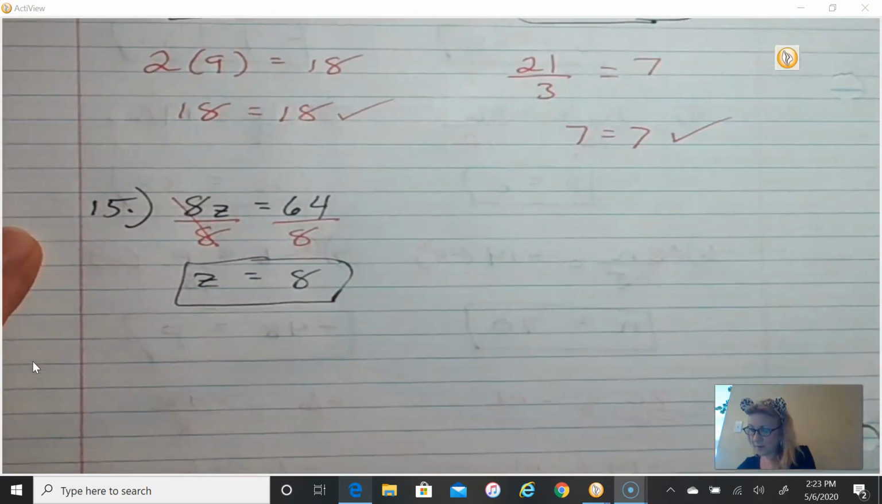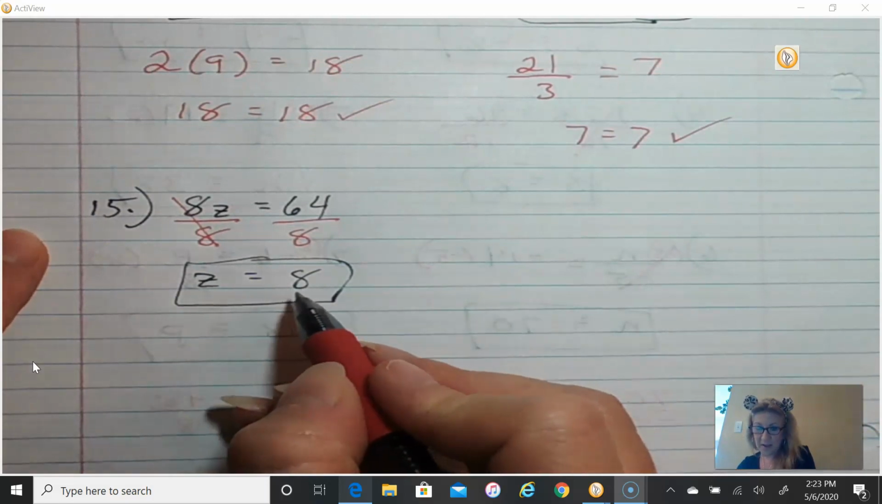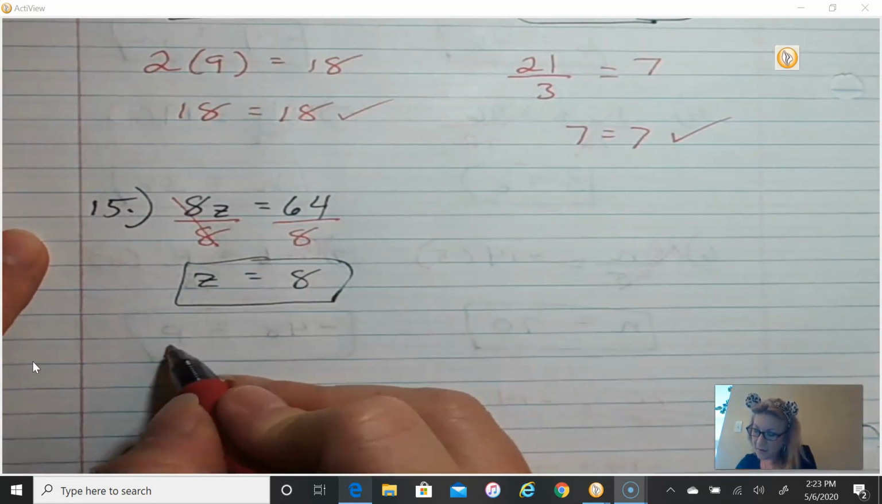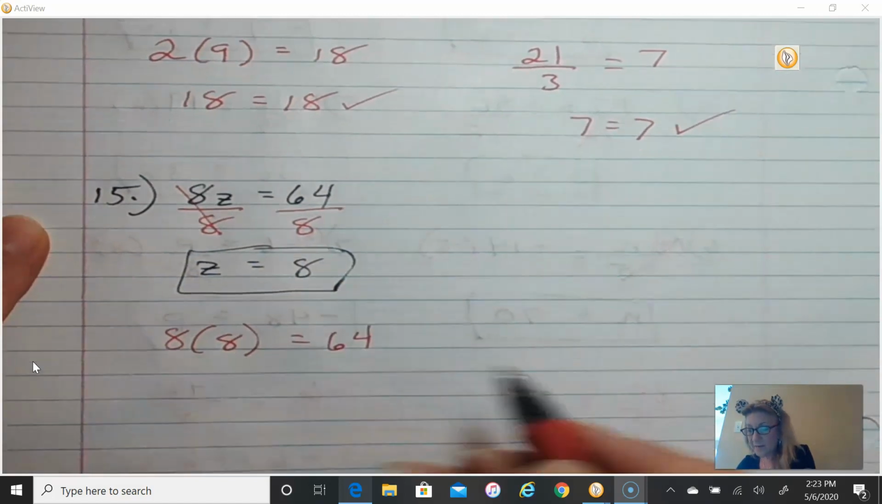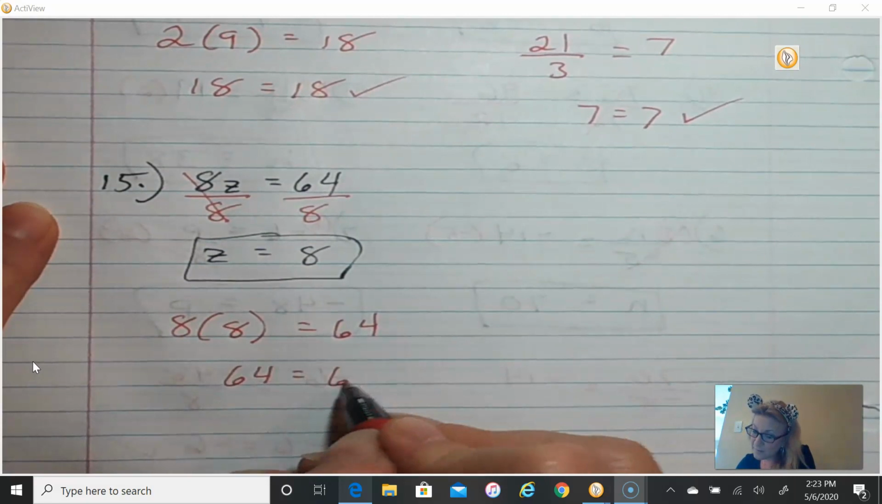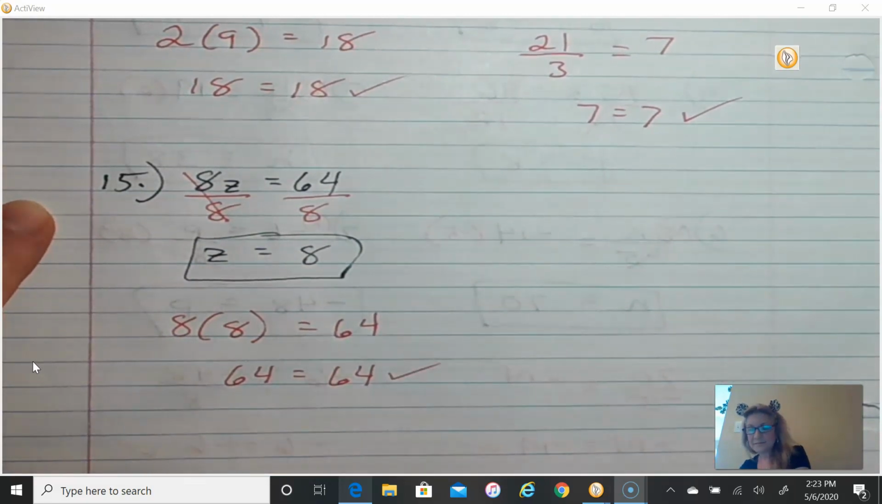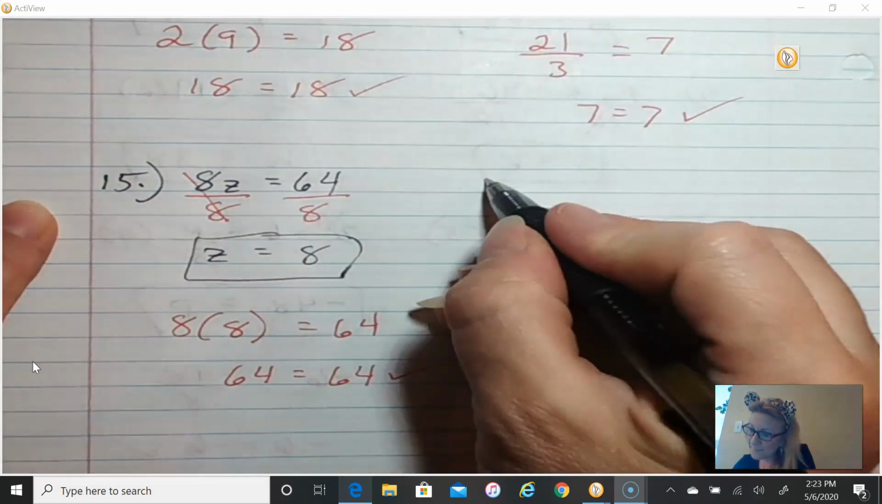Okay, so we're going to go back and we're going to check. We're going to substitute that 8 in the z there. And 8 times 8 is 64. And it checks. Okay, let's do another.